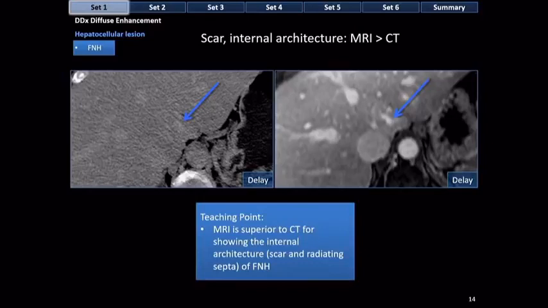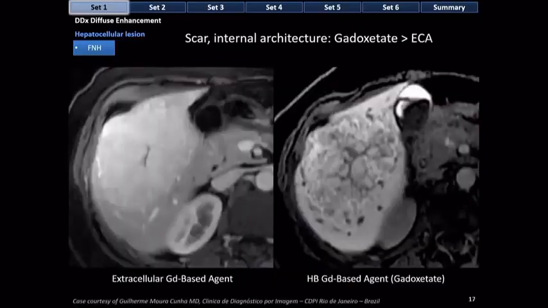Now, if the central scar is nicely demarcated with an extracellular agent, look how well the central scar is demarcated with a hepatobiliary agent in the hepatobiliary phase, in this case, gadoxetate disodium. Some of you might be wondering, why is this central scar not enhancing on gadoxetate disodium? Remember, the central scar is composed of fibrous tissue and extracellular spaces. It's not composed of hepatocytes. So on the delayed hepatobiliary phase images, the central scar will not enhance.